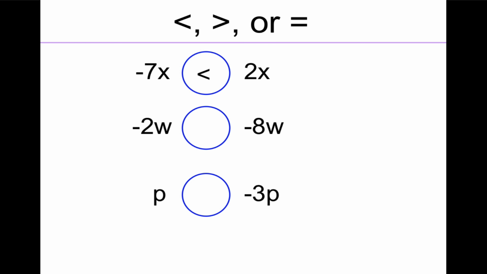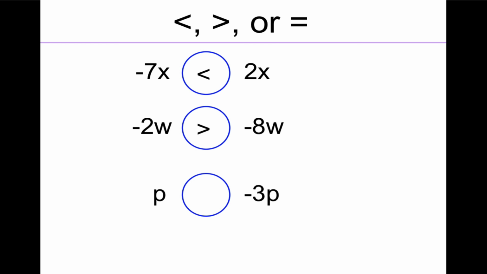Okay? So on the next example, we have negative 2w and negative 8w. Which one has the smaller coefficient? Well, negative 8 is less than negative 2. So I would say negative 2 is greater than negative 8. So that's the one that we would want to keep. And we would get rid of the negative 8w by adding positive 8w.